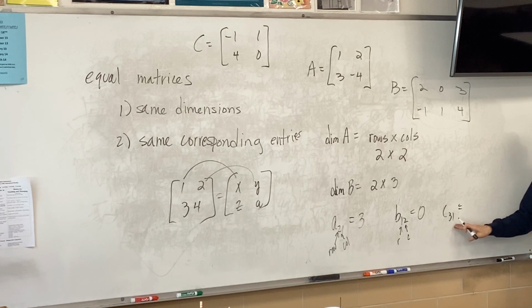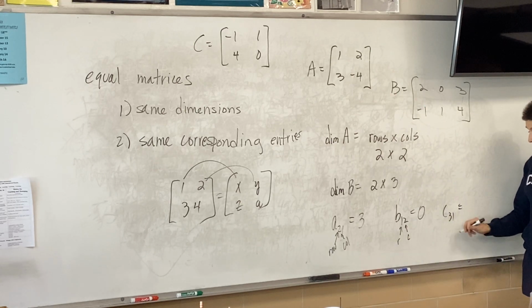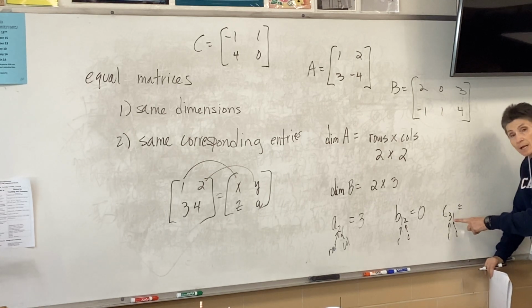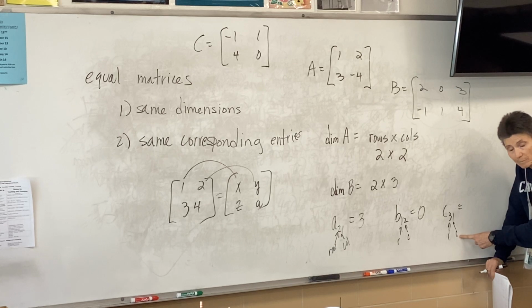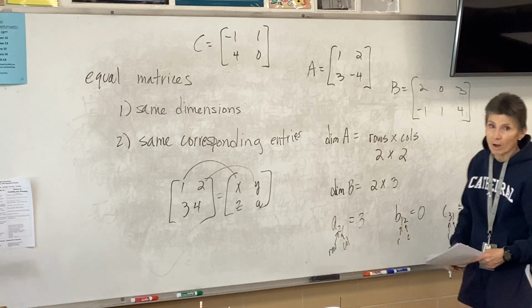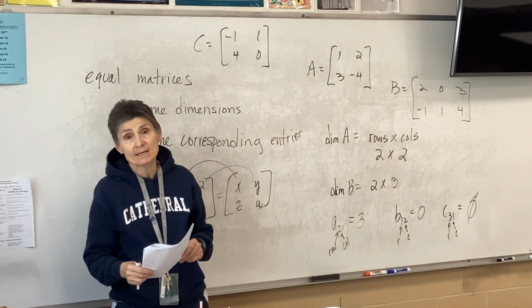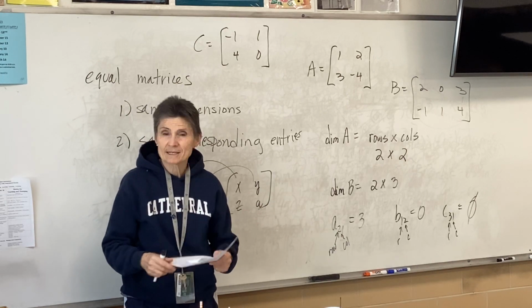All right, now I'm going to matrix C. Row, column. So I'm going to matrix C, and I'm going to find the number that's in the 3rd row and the 1st column. Oh, this one got a little tricky there. There isn't one. Why isn't there one? Because matrix C does not have a 3rd row. So there is no entry that is in that position.